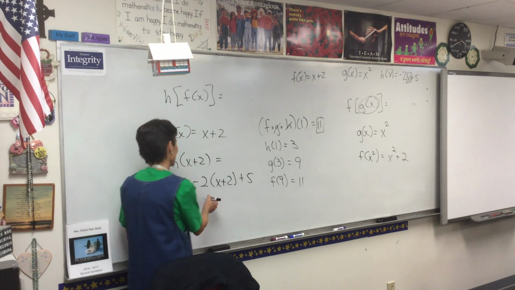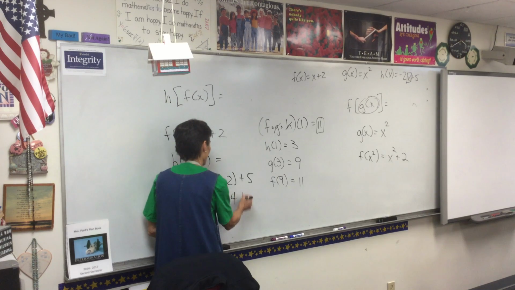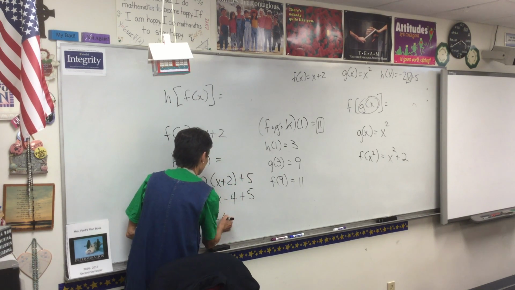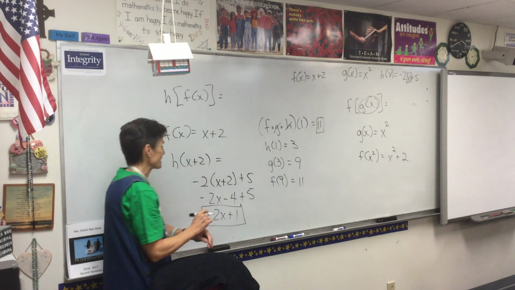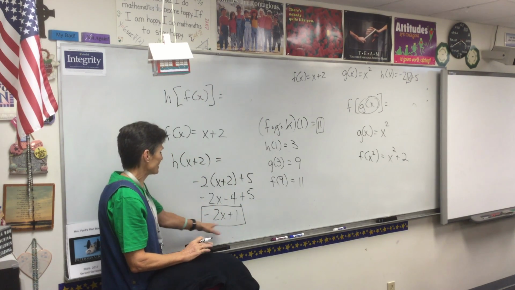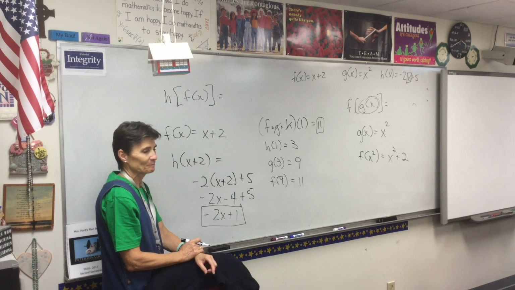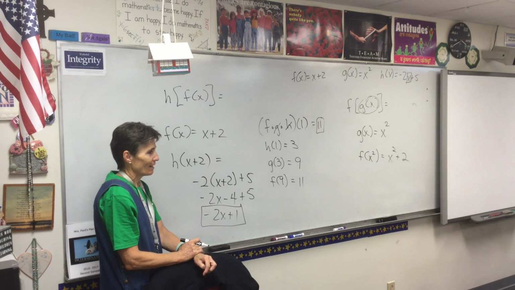All right, so our answer is negative 2x minus 4 plus 5, which is negative 2x plus 1. So when I just distribute and collect like terms, this is what I get for my final answer. Everybody good with that?